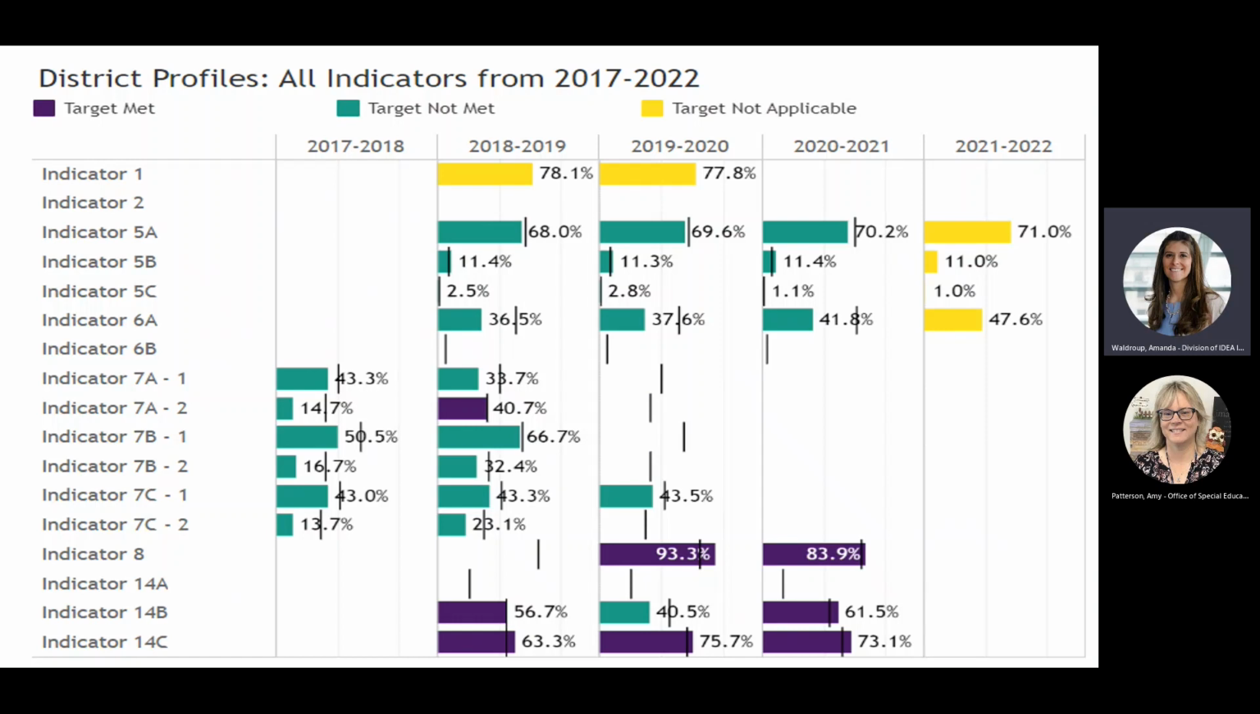And then this is a district profile. Eventually, we plan to have all indicators on here. Right now, we only have the results indicators, but it'll show for the district whether they met the target or not for each year and what their percentage was for each indicator.